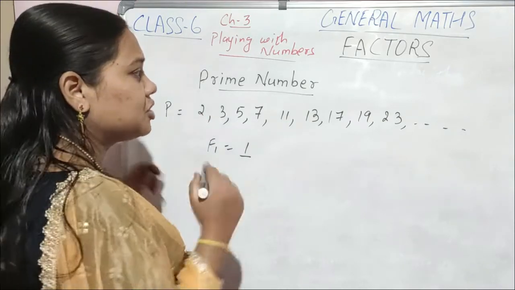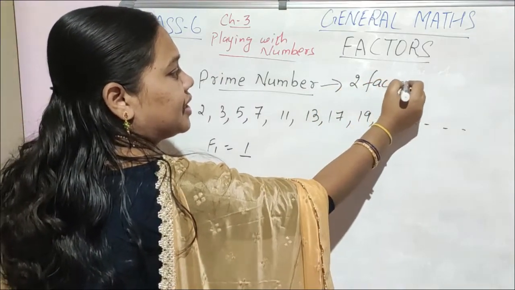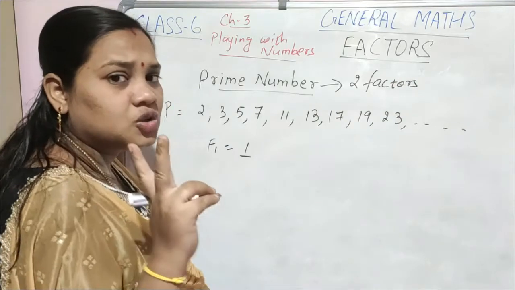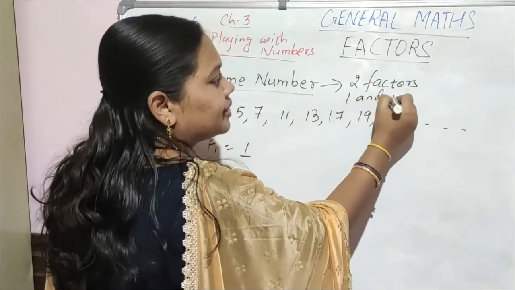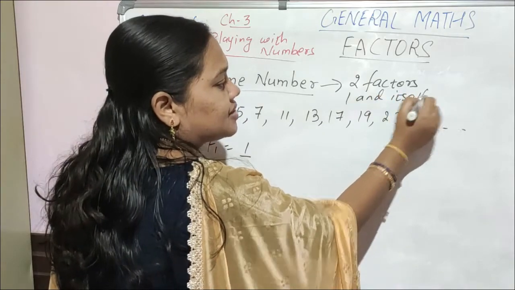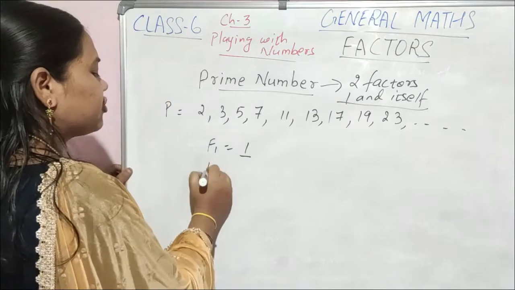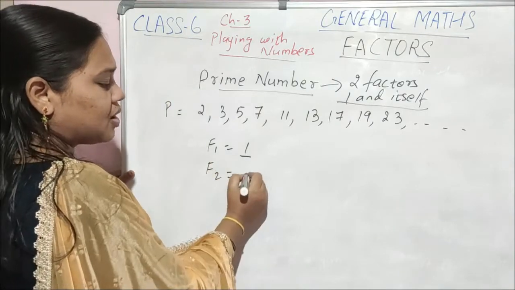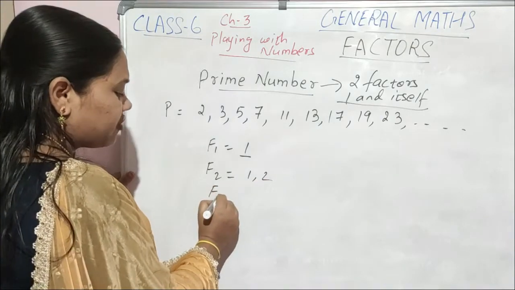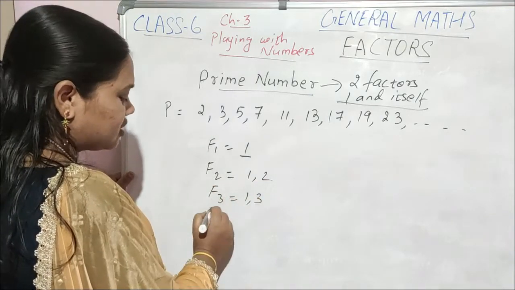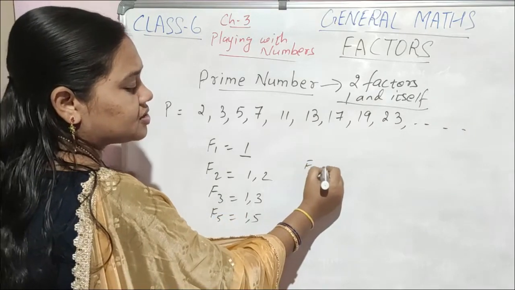A prime number should have how many factors? 2 factors. A prime number should have 2 factors. What are they? 1 and the number itself. So factors of 2, how many factors? 1 and 2. Factors of 3, 1 and 3. Factors of 5, 1 and 5. Factors of 4, how many, children, see?